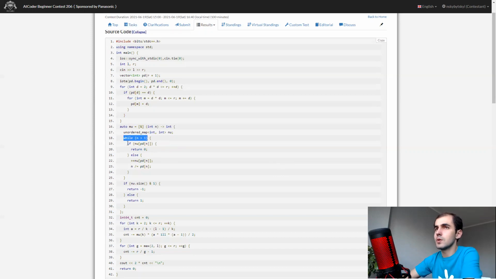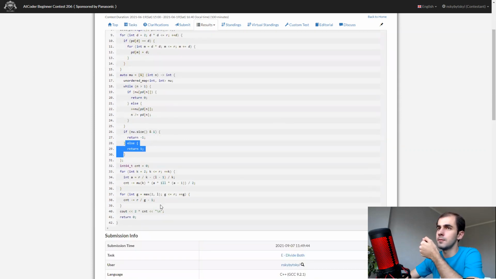So while the number is greater than 1, I check if I already saw this prime factor in my factorization, then I can immediately return 0 from my Möbius function. But normally what happens is I increment the exponent and divide the number by its prime divisor. And I check if the size is odd. It means the number has an odd number of different prime divisors, different because we never hit this branch. So then I return -1, otherwise I return +1. And here I just count.